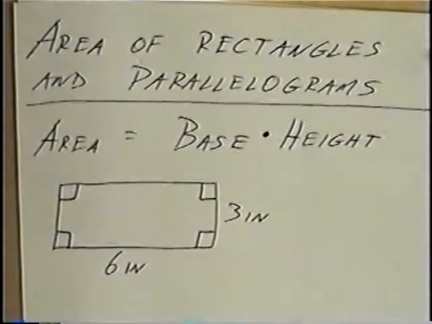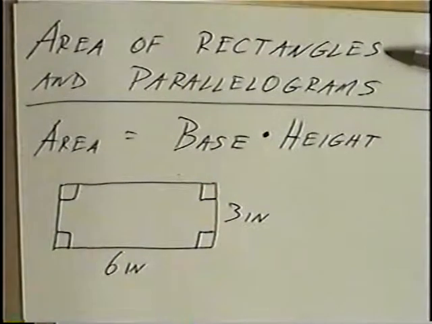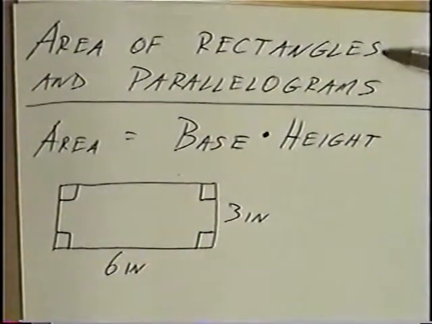Area of rectangles and parallelograms. A rectangle is a four-sided shape that has right angles or 90-degree angles, and opposite sides are parallel and also the same length or congruent.